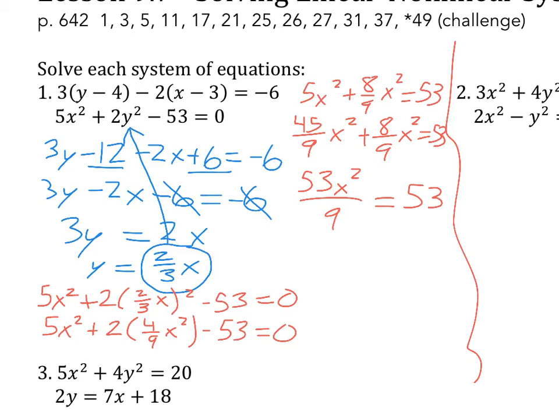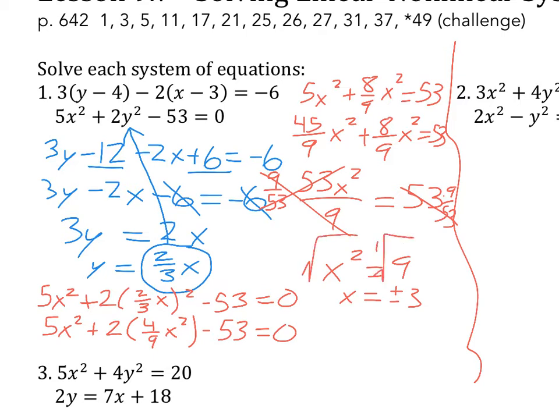Okay, so now to get rid of 53 over 9, you could multiply by 9 over 53. And if I do that, I have to do that on the other side as well. So the 53's cancel, the 9's cancel. We get x squared equals 9, which means x equals plus or minus 3. Remember, when you square root both sides, you put a plus or minus on the right. And so now we just have to plug in positive 3 and negative 3.